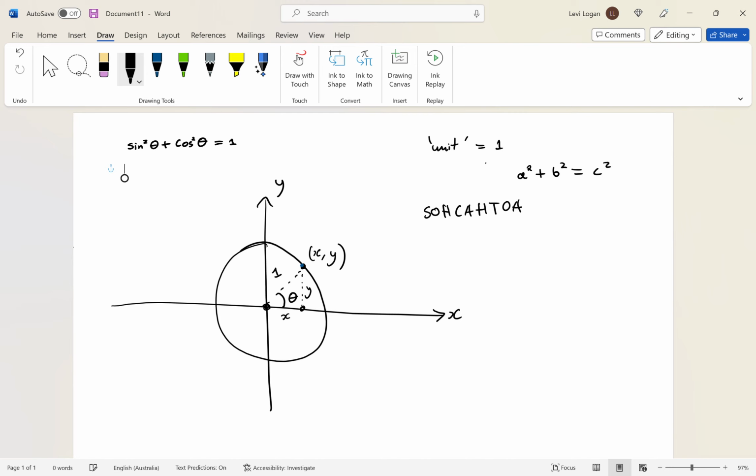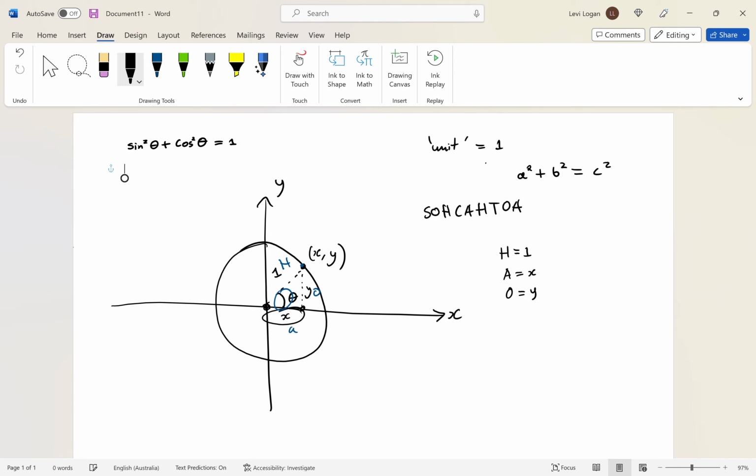Right. I want to find an expression for this side length here in terms of the angle. So let's just take a look at what we have. We have a hypotenuse of 1, our adjacent is x, and this is the angle here. Opposite, adjacent, hypotenuse. And our opposite is y.